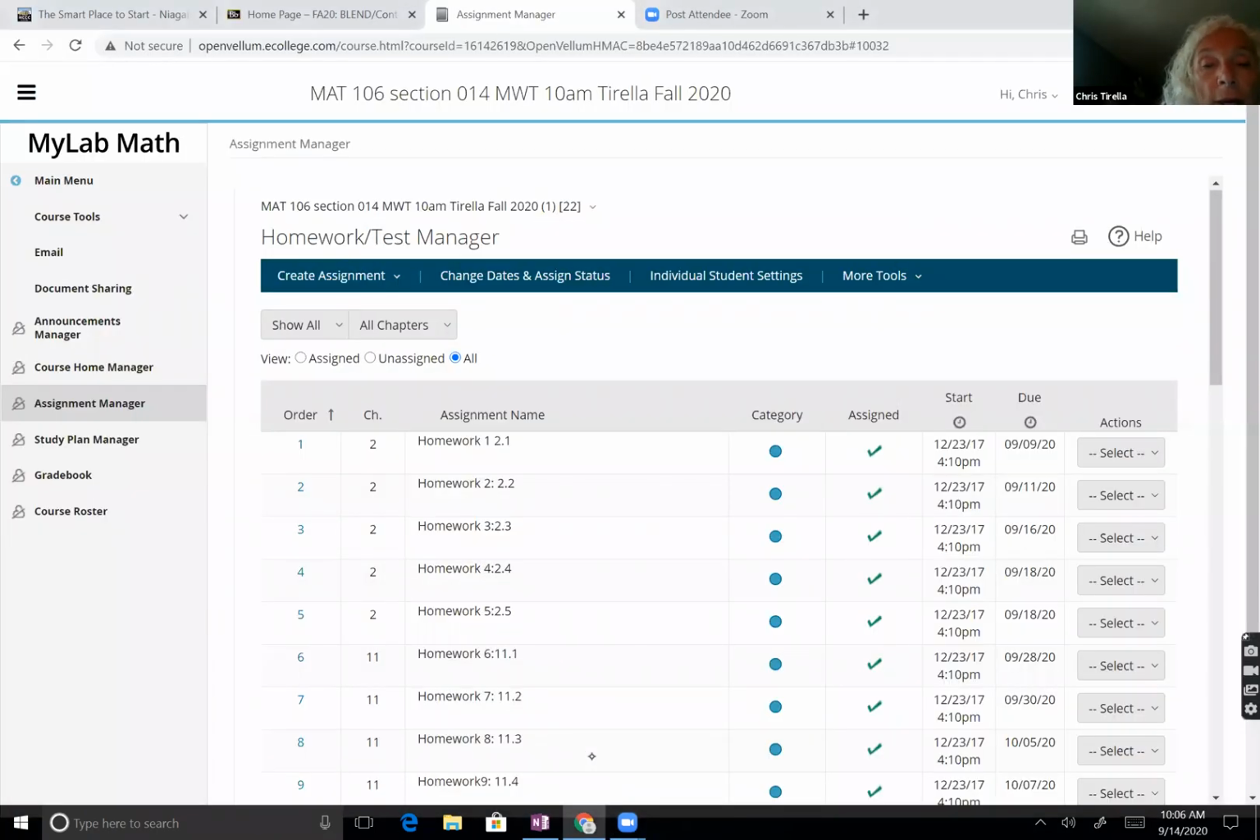Where I'd like to start, does anybody have anything that they want to look at from any of the homework? Homework 3 is due on the 16th, which is Wednesday. Homework 4 is due on the 18th. Homework 5 is also due on the 18th.